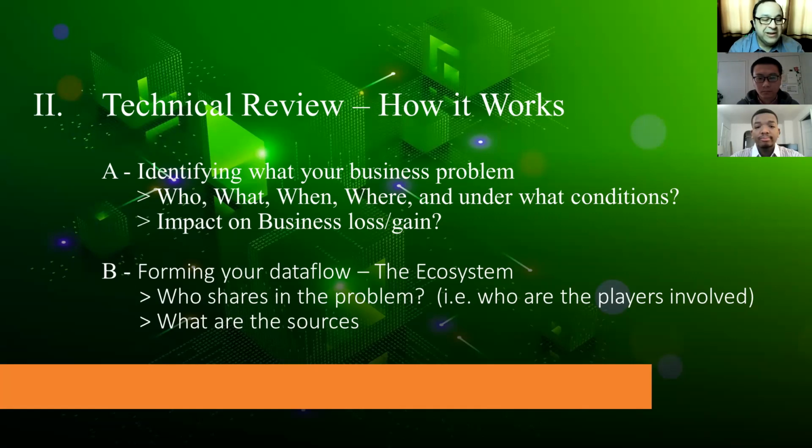The second is forming your data flow, your ecosystem. Who shares in the problem? Who are the key players? For example, let's say you are a company that makes whatchamacallits, right? And you have 2 suppliers, one does product A, one does product B, and you have a problem with shipping. Those players would be part of your ecosystem, right? And part of your data flow. You want to know what data is coming from them and what data is going to them.